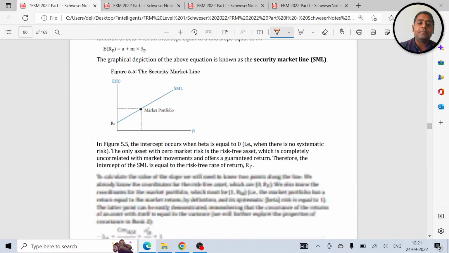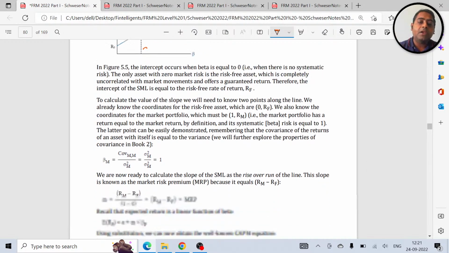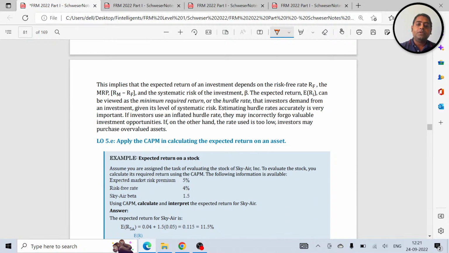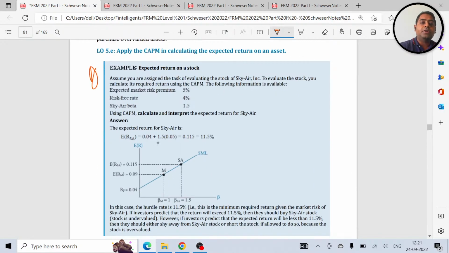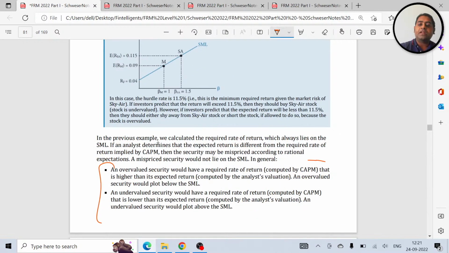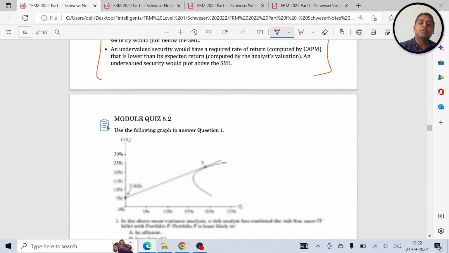Next, deriving CAPM is not important. This diagram can get tested: when the security is above, when the security is below, is it overvalued or undervalued? That logic you should be clear with. The example is important from the exam perspective, and these two pointers, these two paragraphs, which summarize the entire CAPM, are important from the exam perspective. Let us move forward.